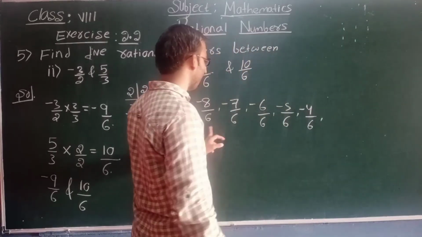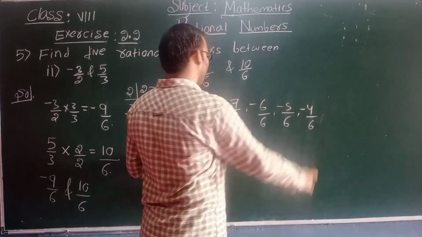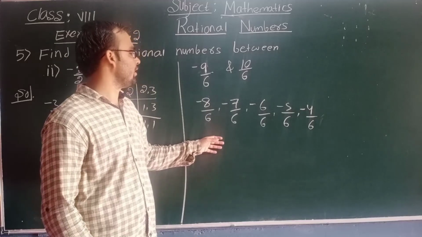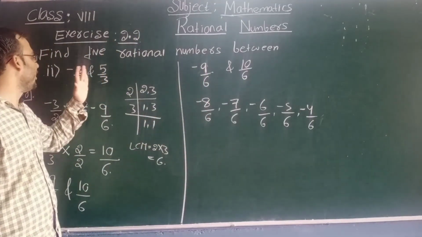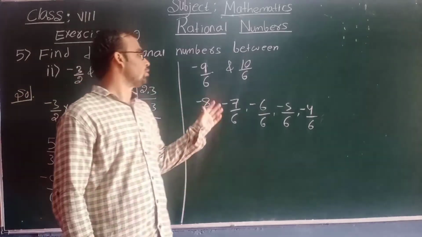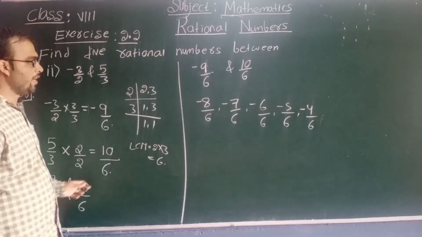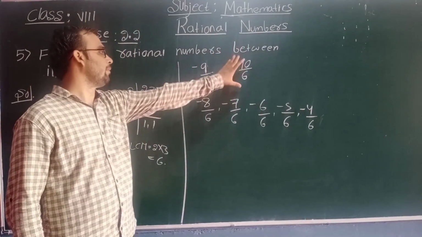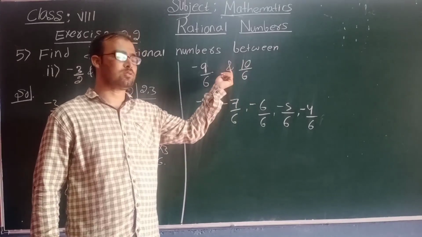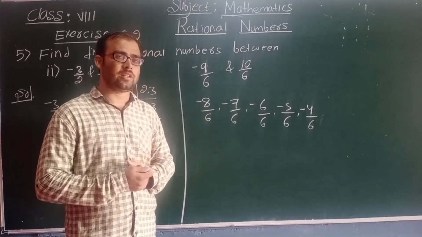How many numbers are there? 1, 2, 3, 4, 5. So these are the 5 rational numbers between the two numbers, that is -3/2 and 5/3. Why have we not multiplied any other number? Because between -9/6 and 10/6 only, we can get the 5 rational numbers easily.